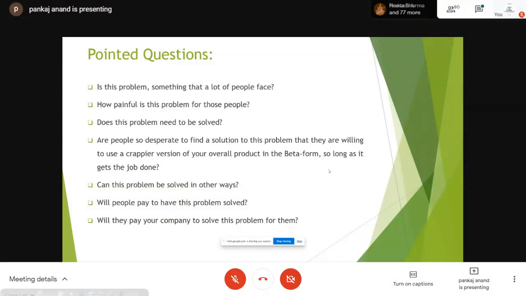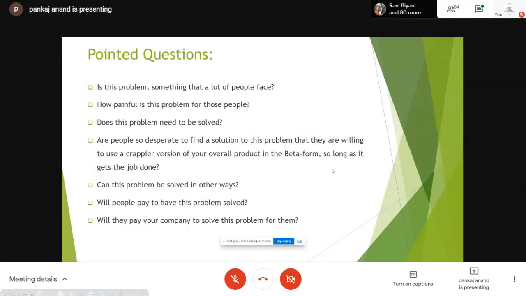Here, these questions will lead us either to answers, or they will help us get into more research, kind of problem research or solution research, so that we will be able to find an answer. So a few of the pointed questions are like, is this problem something that a lot of people face? We need to actually brainstorm these points. If the problem that you are solving is something that a lot of people face, obviously you'll have a greater market, and in that way you might have greater revenue.